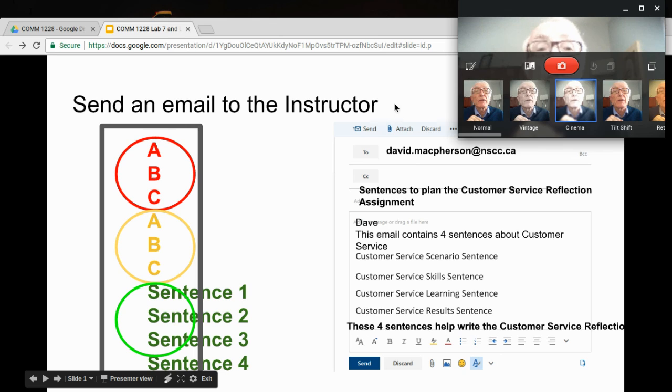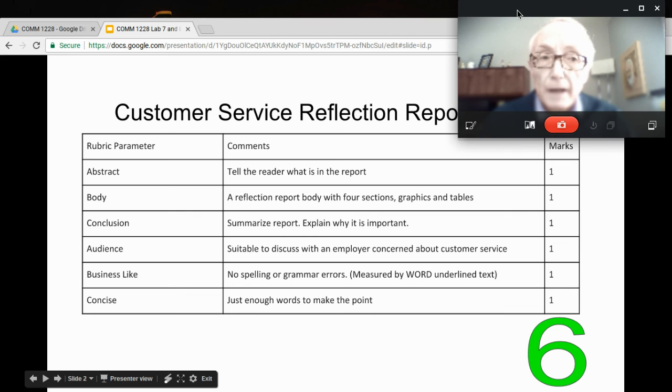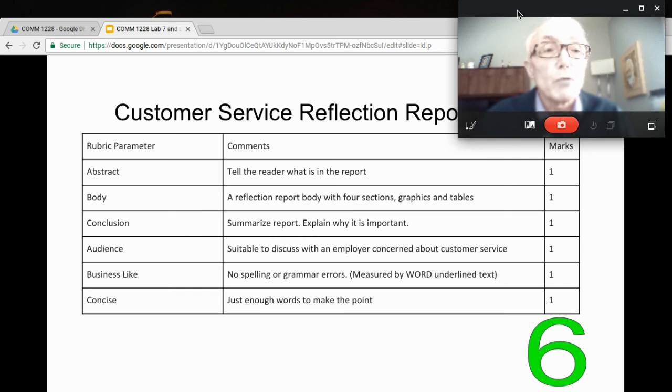All right. So the customer service reflection report. This is the first 6 parts of the rubric, the first 6 rows of the rubric. This shows that abstract, body, conclusion, audience, business-like, concise are going to be 60% of this assignment, as they are of every assignment in the course. So these particular rules will work for just about anything.